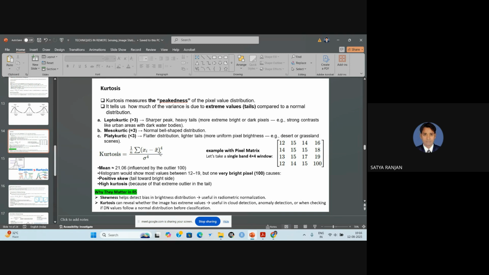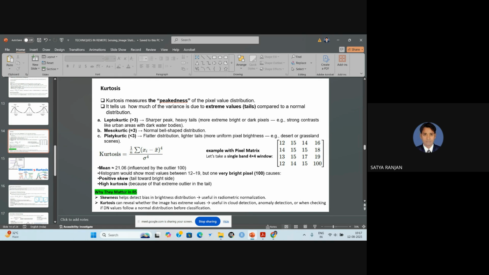The difference is only that the power is 4. Suppose this is a matrix of pixels, and the mean value is 21. The histogram would show most values between 12 and 19, but one bright pixel value is 100. This is the one pixel which gives the highest information. So positive skew tells towards the bright side, and high kurtosis because of the extreme outlier in the tail.